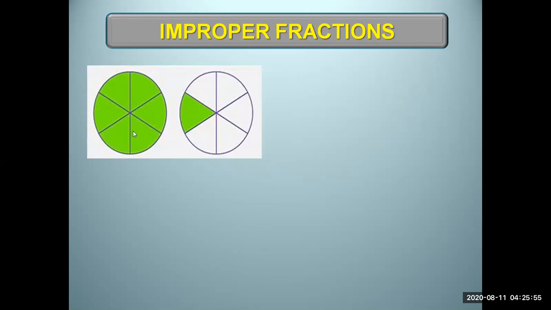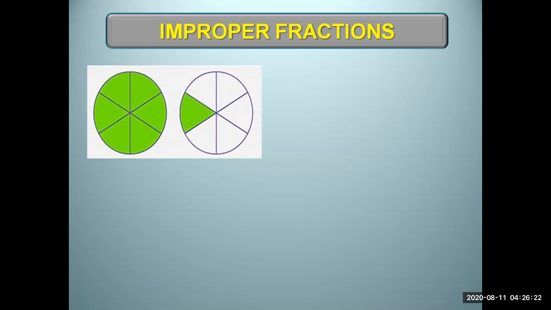But when we look at the first circle, all the 6 parts are colored green, whereas in the second circle, out of 6, 1 is colored green. So how many parts are there in a whole? In a fraction, the denominator means the total number of parts in one whole. So in one whole we have 6 equal parts, so our denominator will be 6.